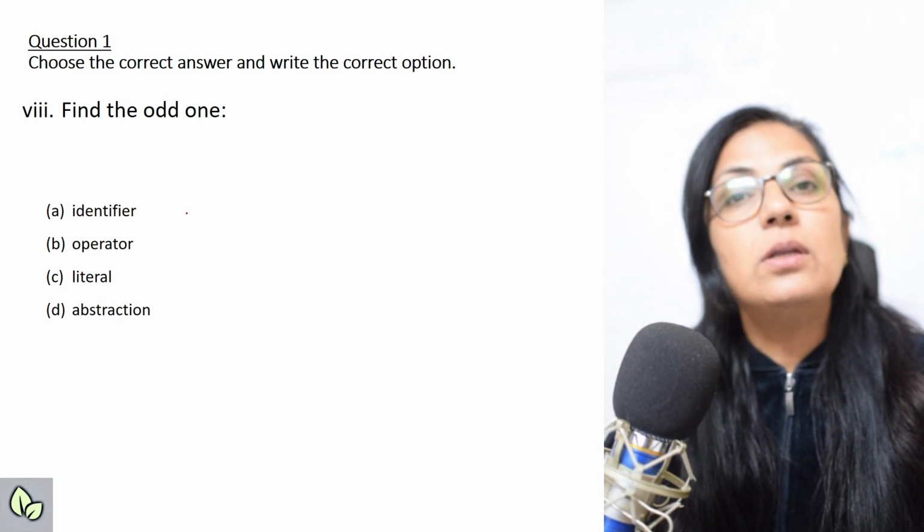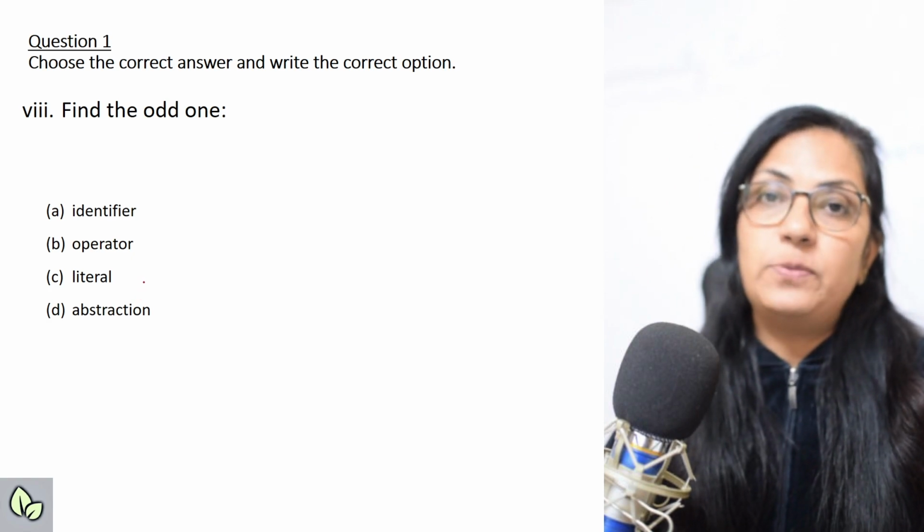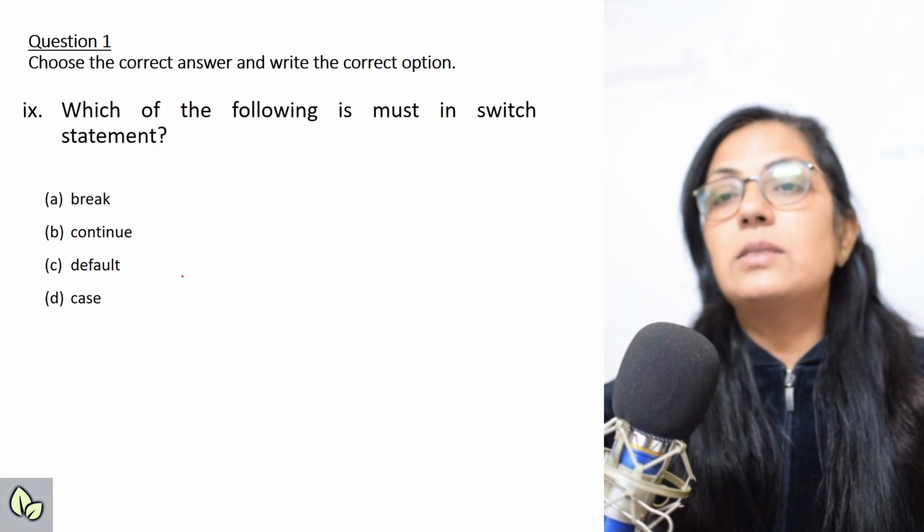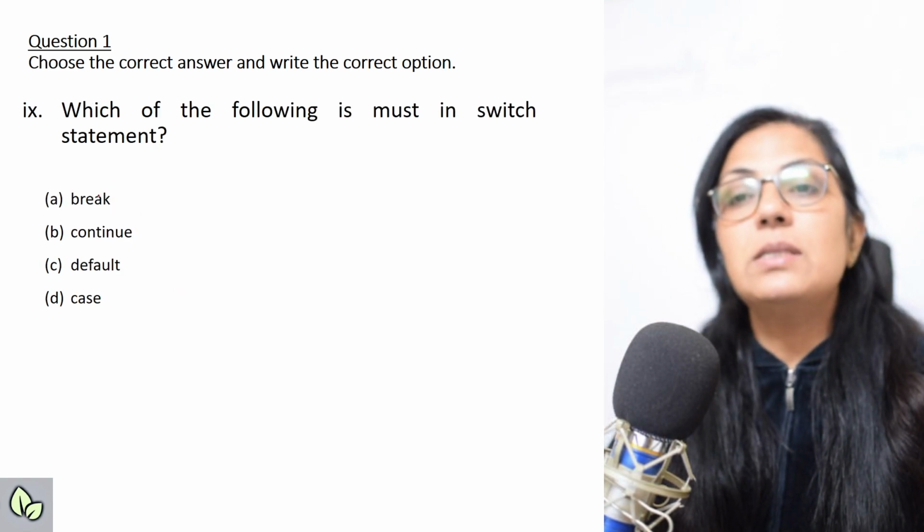But abstraction is the concept of object-oriented programming. So this is your odd one, right? The next one: which of the following is a must in a switch statement?